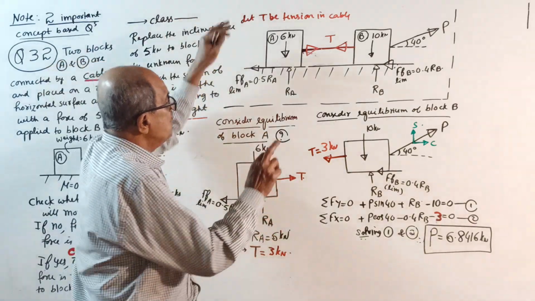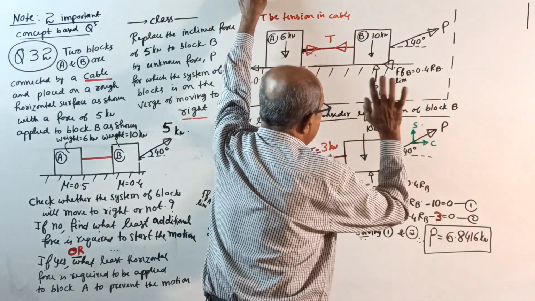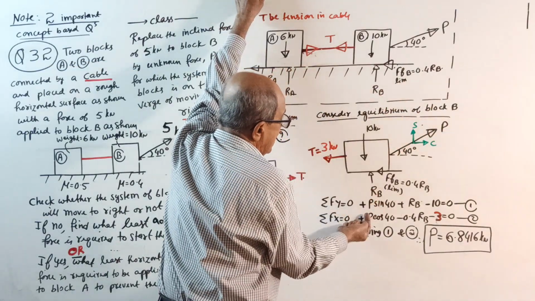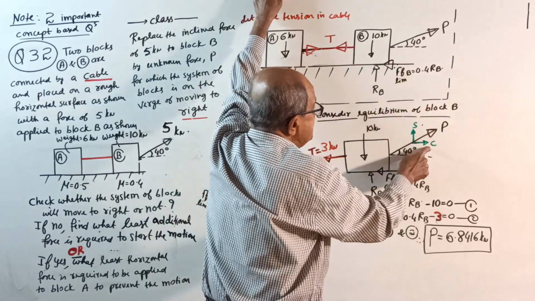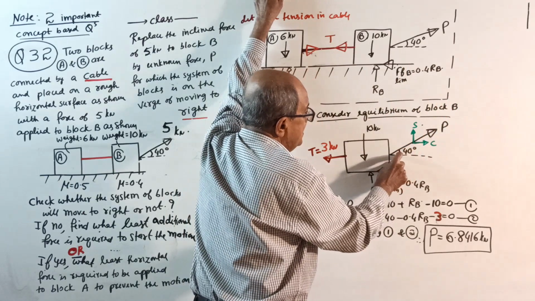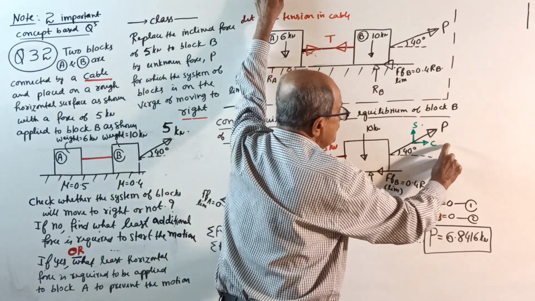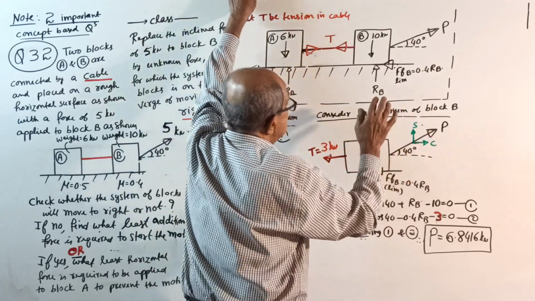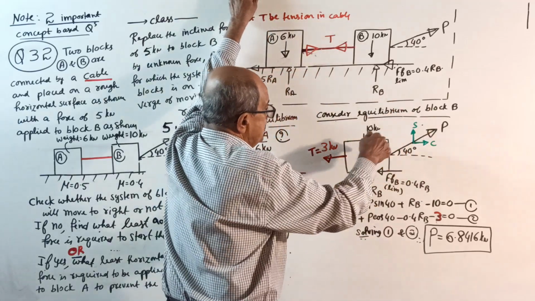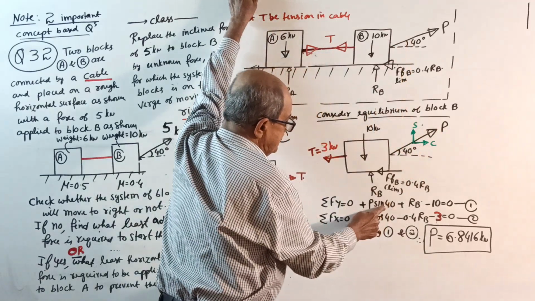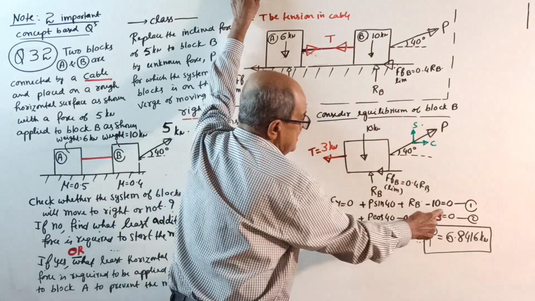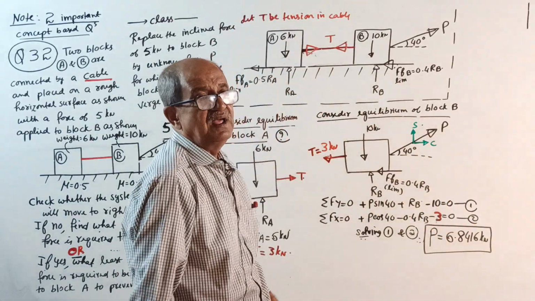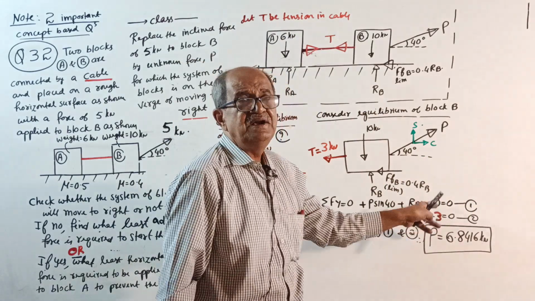Okay, now consider equilibrium of block B. 10 down, RB up, T as 3, and inclined force P. So, pencil mark. Use a 40-degree angle with the horizontal. Cos, sine, you should know it. Start. Sigma Fy equals 0: plus P sin 40 plus RB minus 10 equal to 0. Equation number 1.